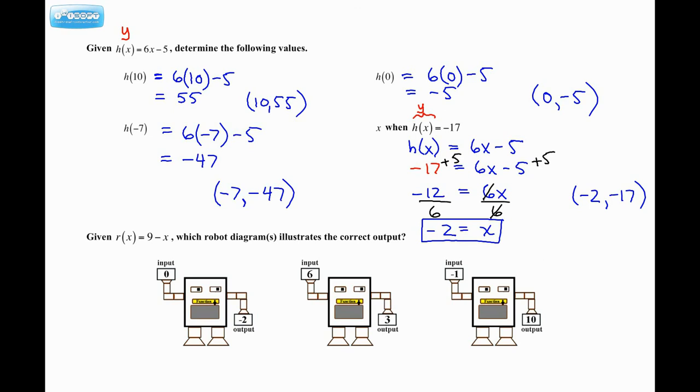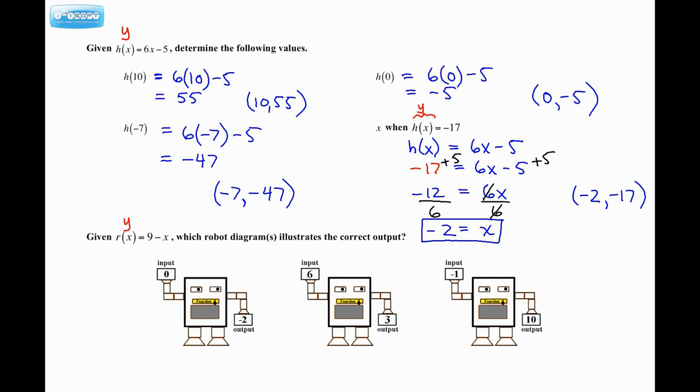All right, it says, given r of x is equal to 9 minus x, which robot diagram, or diagrams, illustrates the correct output? Okay, so I chose R for robot. Remember, r of x is just another way of saying y. So this is just like y equals 9 minus x.